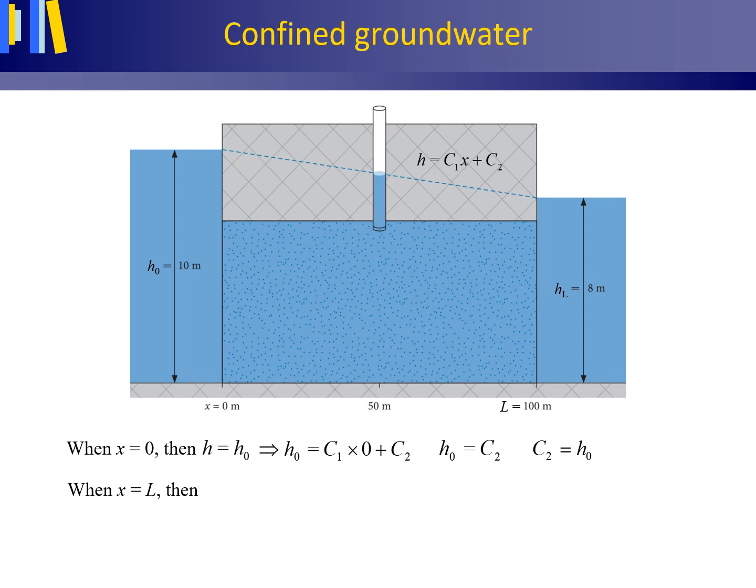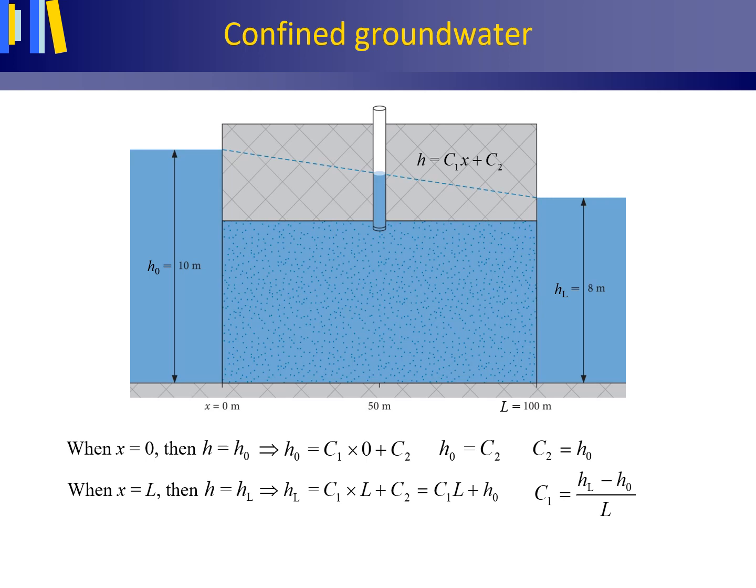When x equals L, then H equals HL. From this it follows that HL equals C1 times L plus C2. And of course we already know that C2 equals H0. So HL equals C1L plus H0. So now we have found C1 as equaling HL minus H0 divided by L.